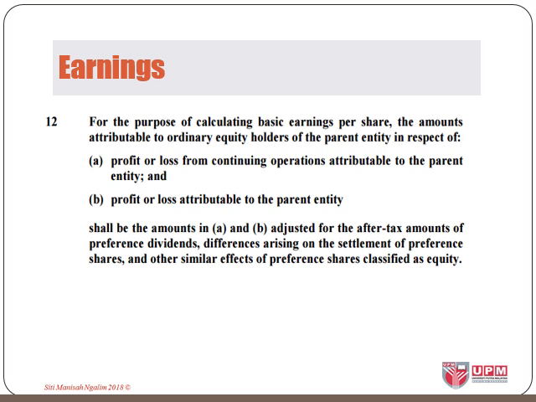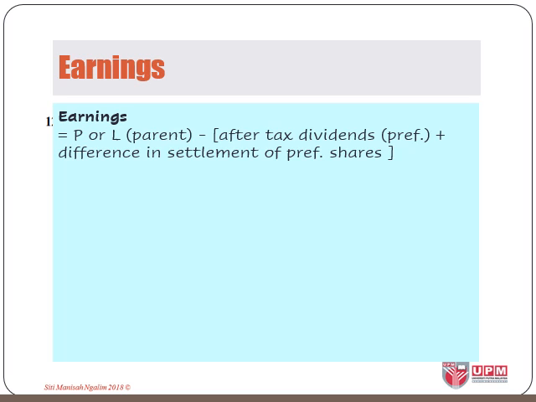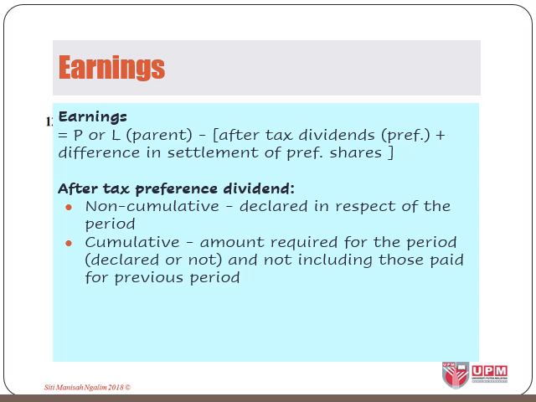Specific to the earnings, it should be relevant to the ordinary shareholders. Therefore, the profit or loss must be from continuing operations and those attributable to the parent, and it must be net of after-tax dividends for preference shares and any differences in the settlements of preference shares. In determining the after-tax preference dividend for non-cumulative preference shares, where dividends are not accumulated to the subsequent period, we simply take the one declared in the respective period.